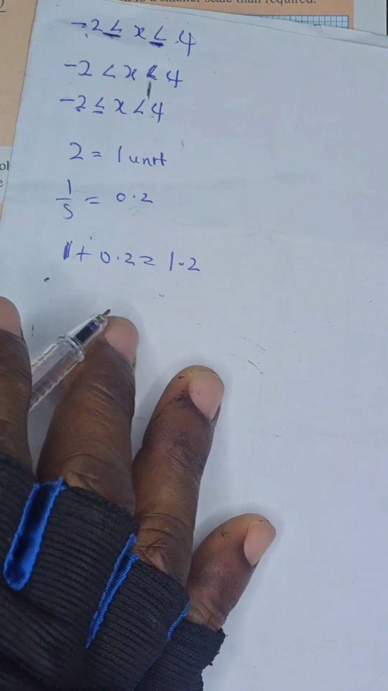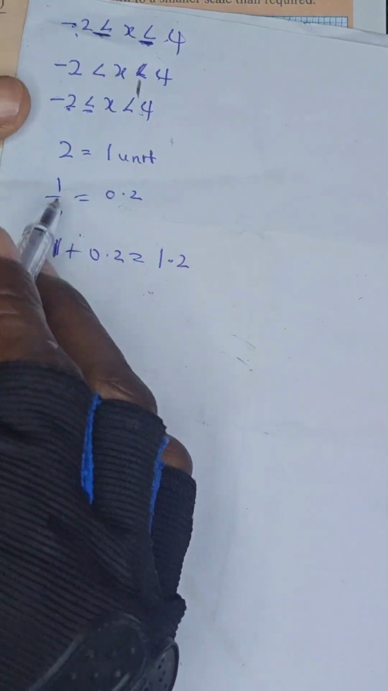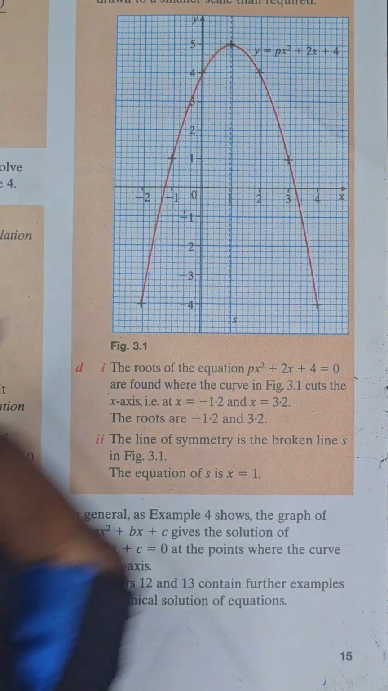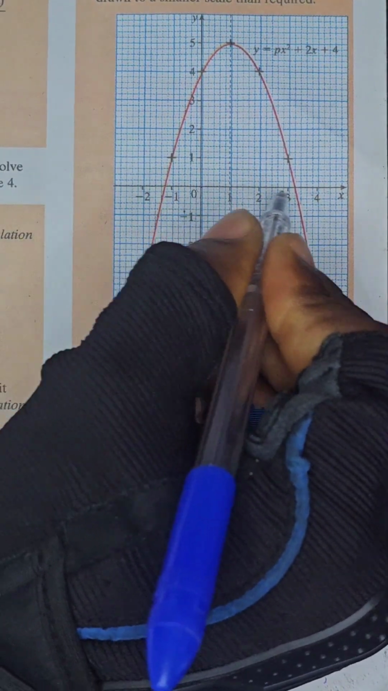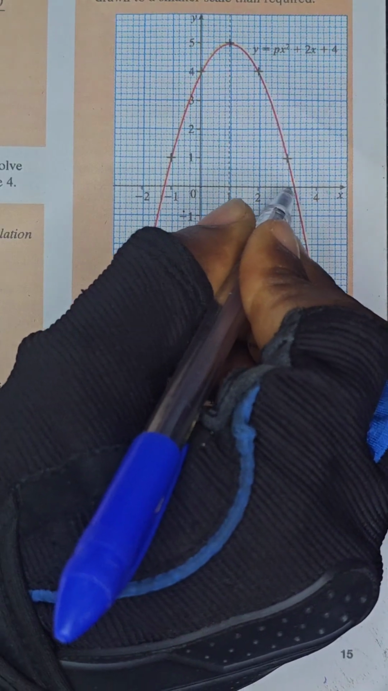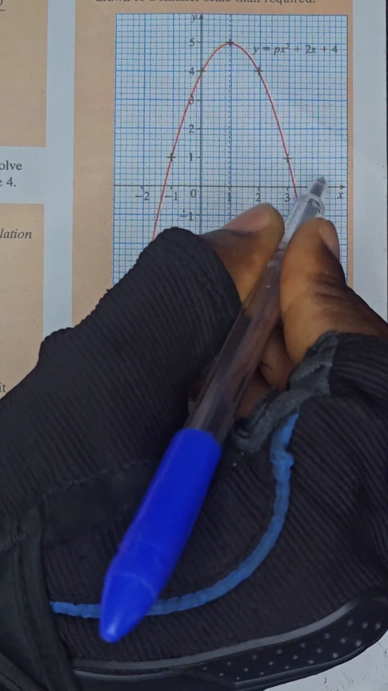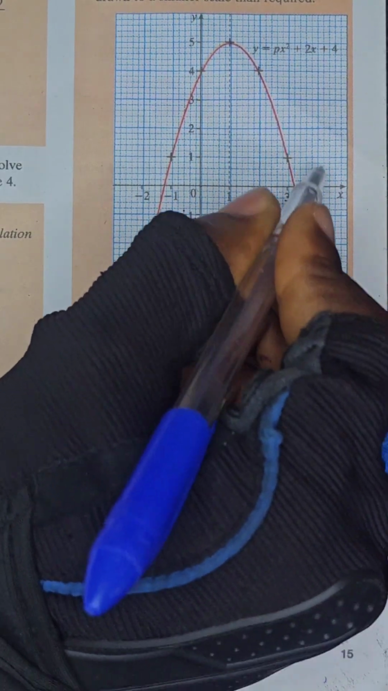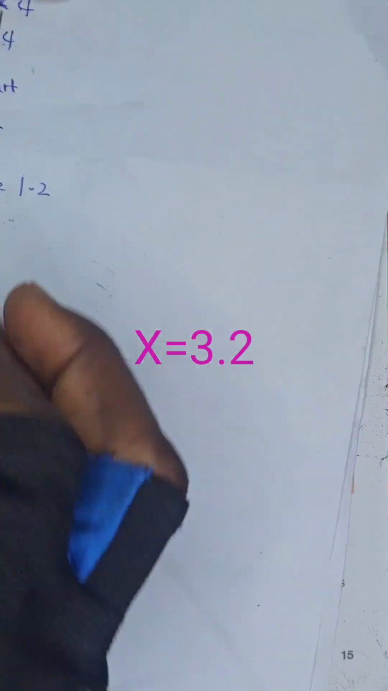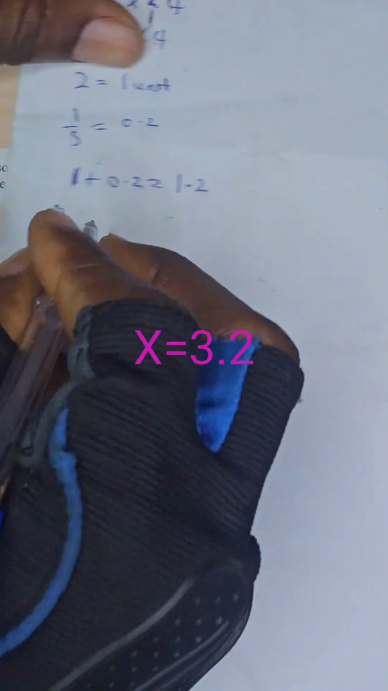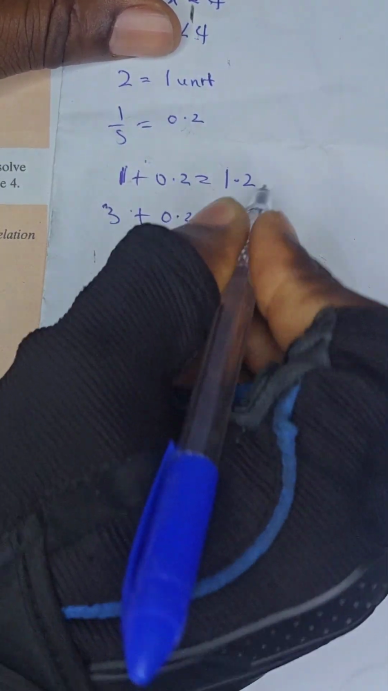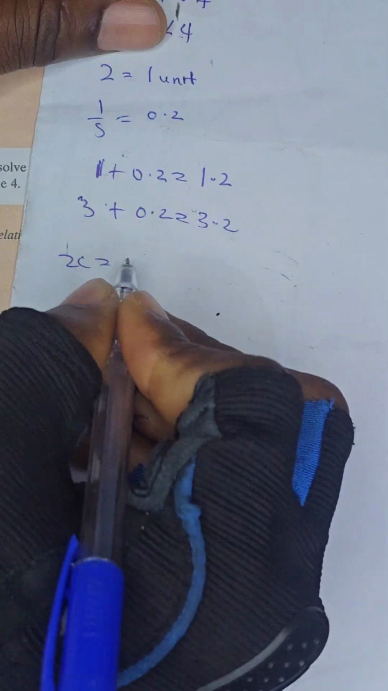That's 1 over 5, that's 0.2. This is the first value of x. Then let's go to the other side. We already know from here to here is 3. Now this line passes through the first division. When I mean division, these blue lines here, it passes through the first one, which is 0.2. So the second one will be 3 plus 0.2, which is the same as 3.2. So these are the two values of x.